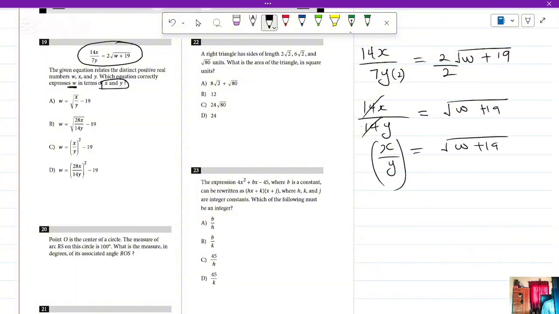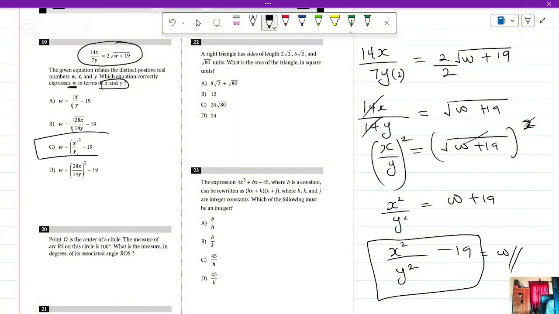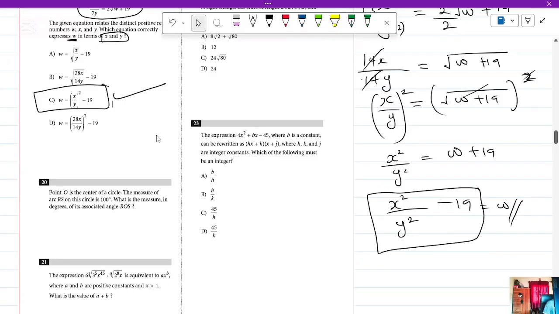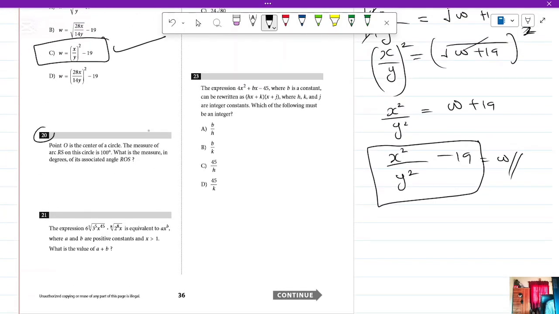Now for me to remove this square root, I'm going to need to square both sides. So that will be x squared over y squared equal to this. We cancel this, then w plus 19. So I have x squared over y squared minus 19 equal to w. So this is the formula. If you look at it, it is the c here, and it's as simple as that. That is just it.